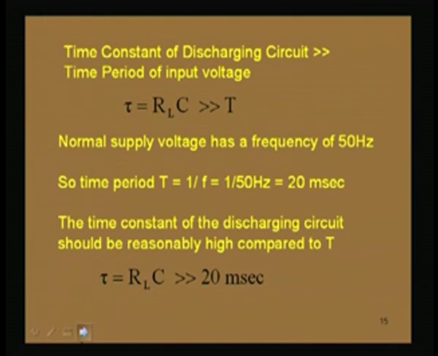Now, if we consider a power supply with 50 hertz frequency, the time period will be 1 by f, 1 by 50 hertz, which gives you 20 millisecond. So, the time constant of the discharging circuit in the rectifier should be reasonably high compared to T, meaning we should choose a value of tau much greater than 20 millisecond. It should be sufficiently high so that we get an almost constant DC voltage. It should not fall off drastically.